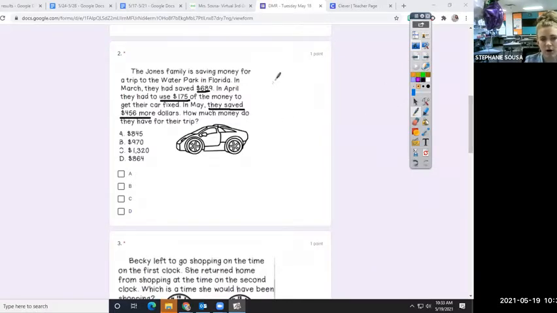So this is a two-step problem. They started with $689. They had to spend $175 to get their car fixed. When we spend money, we're subtracting it from our total. Okay, so we're going to subtract this. 9 subtract 5 is equal to 4. 8 subtract 7 tens is equal to 110. And 600 subtract 100 is equal to 500. So right now in April, they have $514.